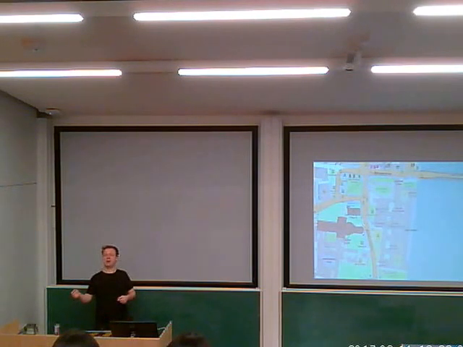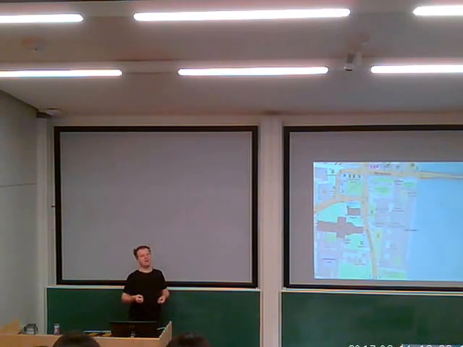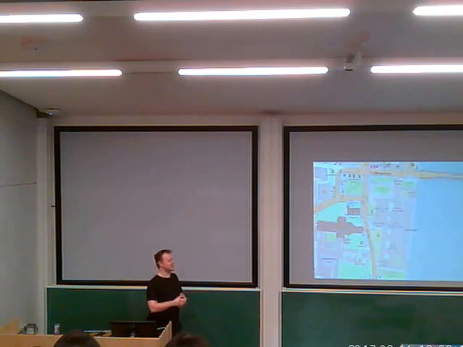OpenStreetMap is to maps what Wikipedia is to encyclopedias. You can go onto OpenStreetMap and delete this building, and then a few hours later someone will swear at you and put it back. But it's a bit more hassle to graffiti than Wikipedia, so it doesn't suffer from it in the same way.